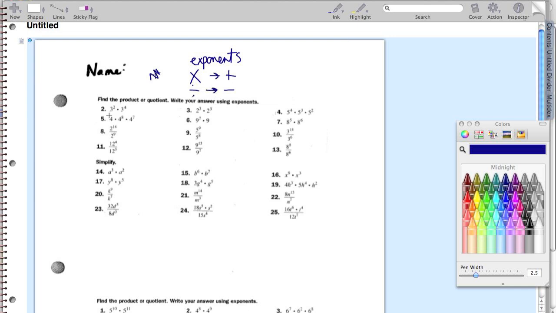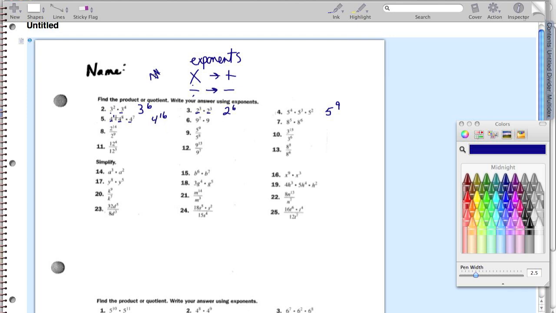So here, we have our base of 3, so we're going to add 2 plus 4, we get 3 to the 6th. And number 3, our base is the same, it's 2, so we're going to add 3 plus 3, we get 2 to the 6th. Number 4, our base is the same, it's 5, and we're going to add 4 plus 3 plus 2, and we get 9. And number 5, our base is the same, it's 4. Now remember, this 4 actually has an exponent of 1 on it, so we're going to add 1 plus 8 plus 7, we get 4 to the 16th.